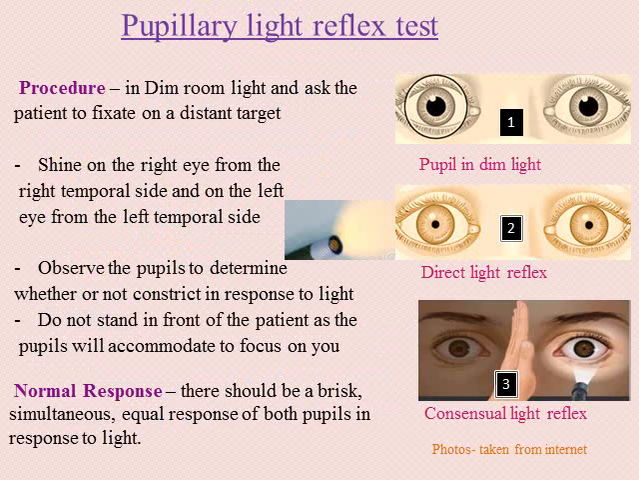Now coming to the procedure of pupillary light reflex. The test is done in a room with dim light. The patient is asked to fix his eyes on a distant target. With a pen light, light is shown on the right eye from the right temporal side and on the left eye from the left temporal side of the eye.